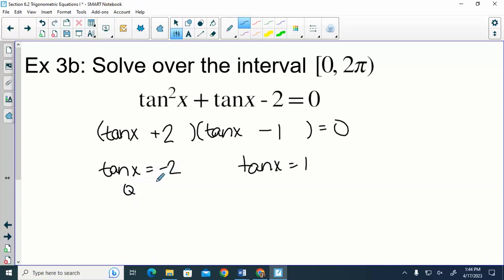So this one, tangent is negative. When is tangent negative? Reference angle. Do we know when tangent is 2? No. So we go to our calculator. We are in radians, so make sure you're in radian mode. We need to do tangent inverse, so second tan, and do +2. So you get 1.1071.